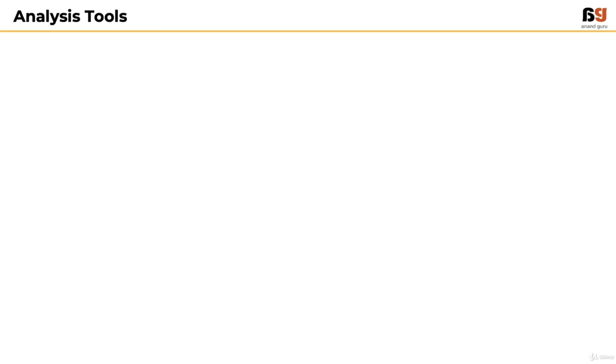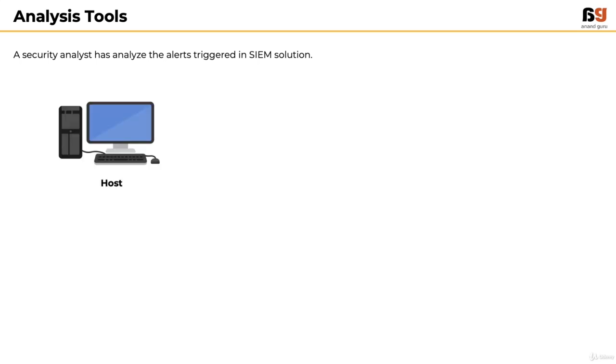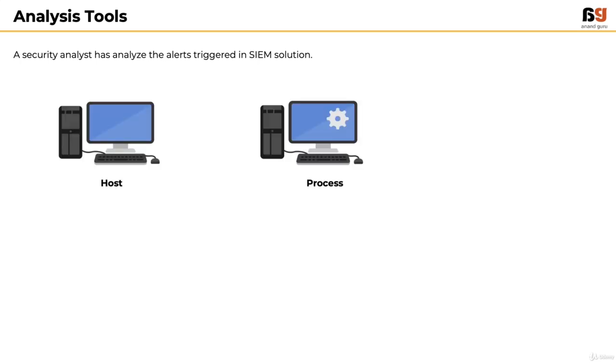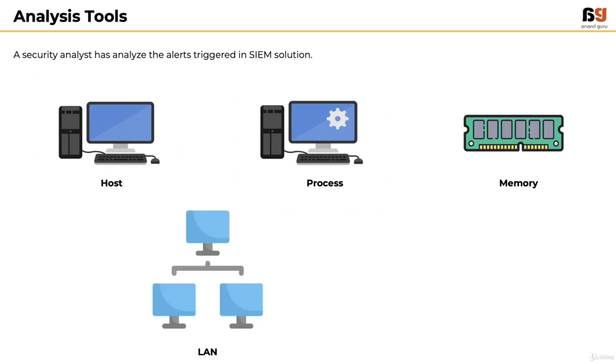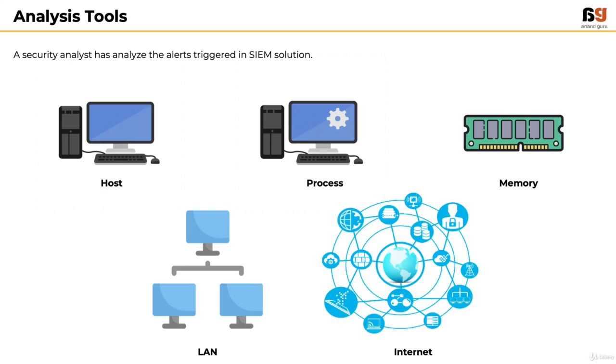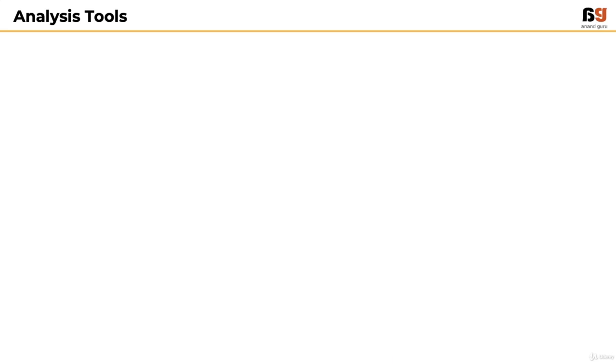Next, we have analysis tools. A security analyst has to analyze alerts triggered in SIEM solutions. Depending on the type of alert, the analysis happens at different parts of the network. Analysis might focus on a single host or just a process in a computer. Sometimes we also do memory analysis. The analysis might be limited to a LAN or might involve the internet. In order to do these analyses at different levels, there are various analysis tools.